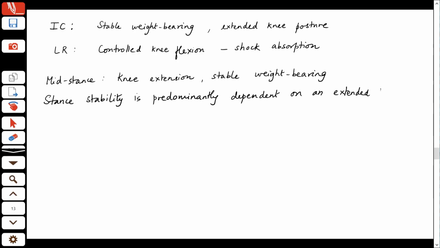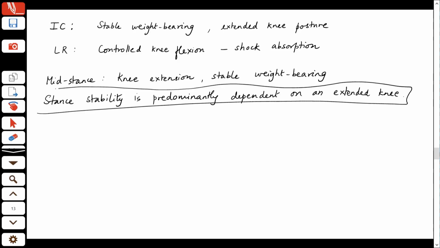So, this is something that is very, very important. This function of the knee is extremely important. Maintaining the knee in extension at the right stages of the gait cycle is key to ensuring stability. Okay.